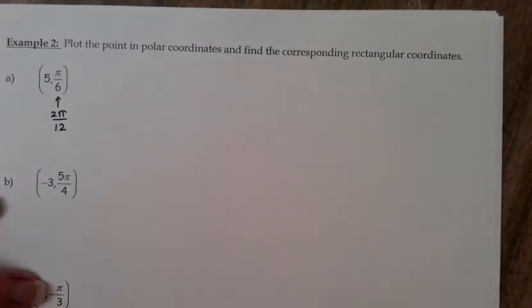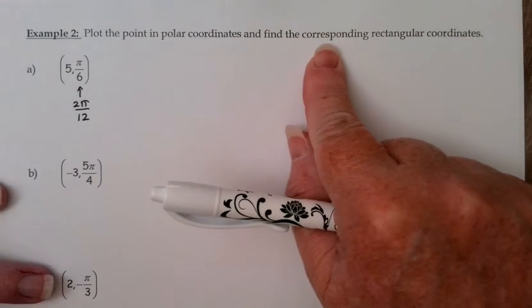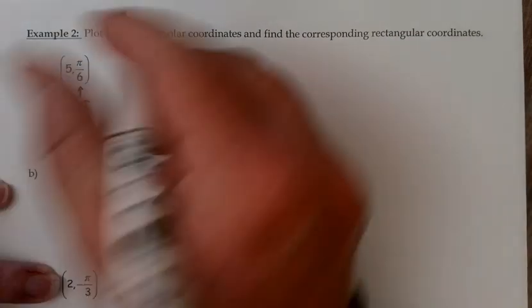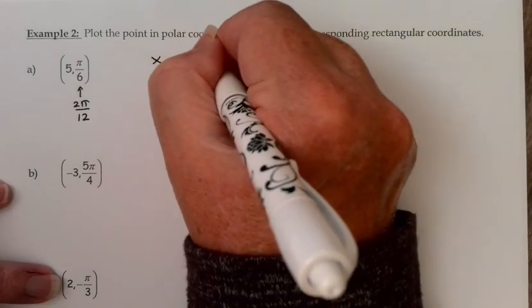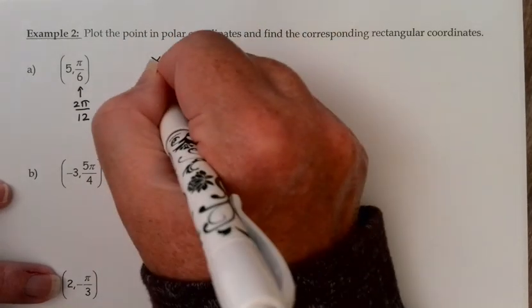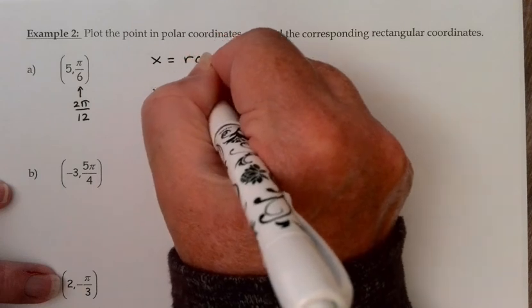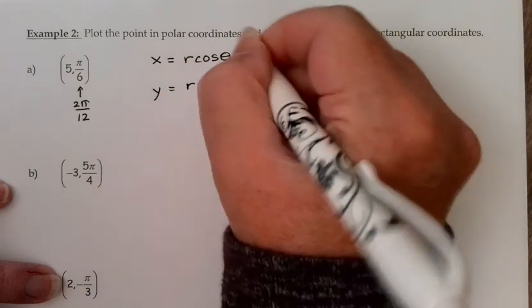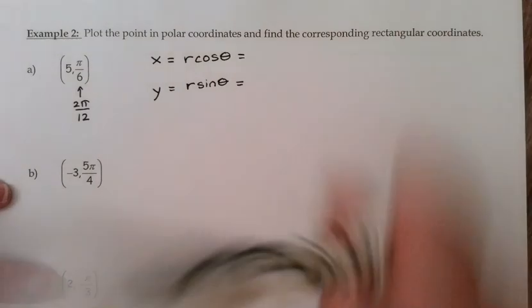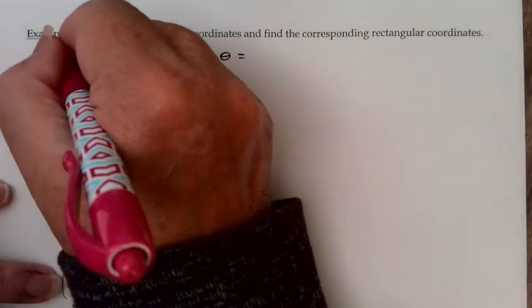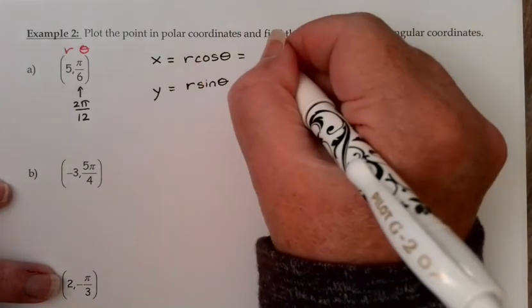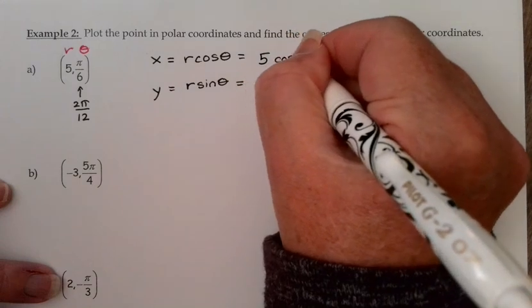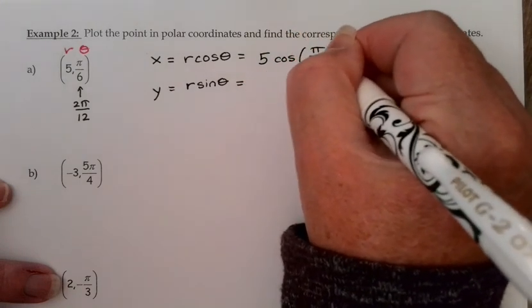All right. I now want to find the corresponding rectangular coordinates. So I've got my 2 conversions. X equals r cosine theta and y equals r sine theta. My r and theta are given to me in the polar coordinates, so I'm just going to plug them in. R is 5 and theta is pi sixths.